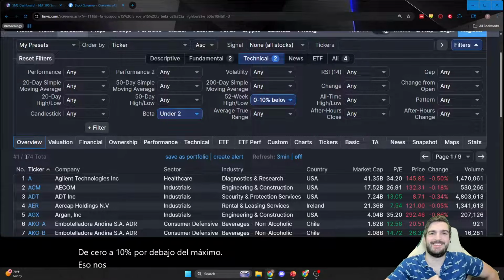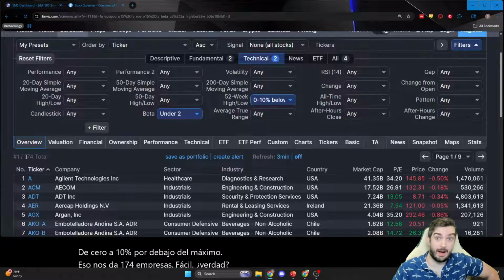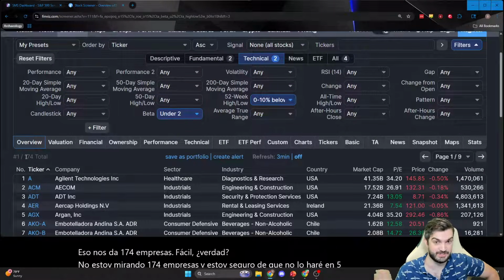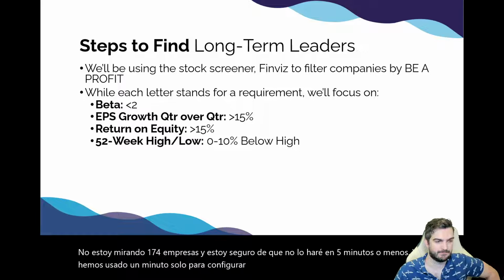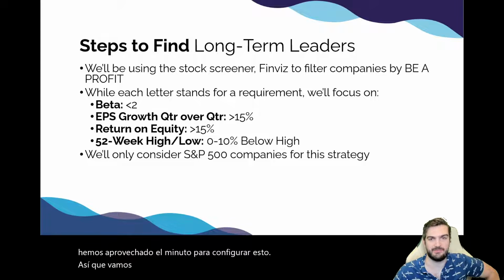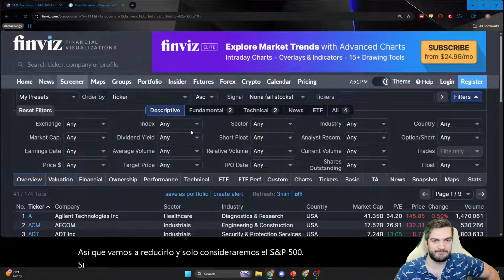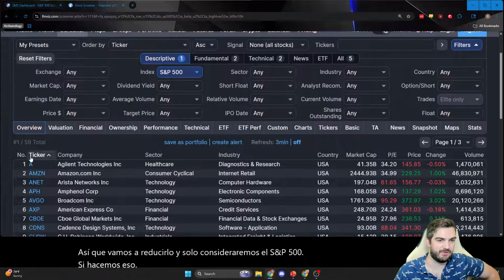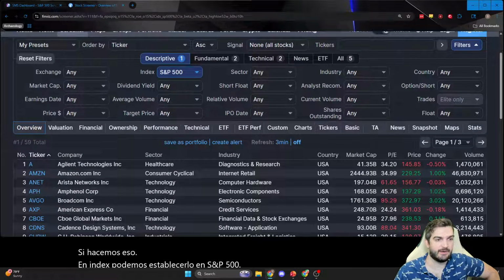Easy, right? Ugh. I'm not looking at 174 companies, and I'm sure as heck not doing it in 5 minutes or less. We've already used a minute just setting this thing up. So we're going to narrow it down and only consider the S&P 500. If we do that, under Index, we can set it to S&P 500, 59.